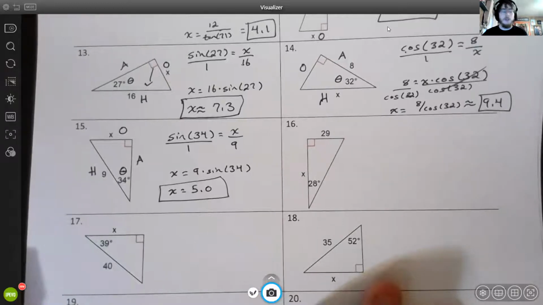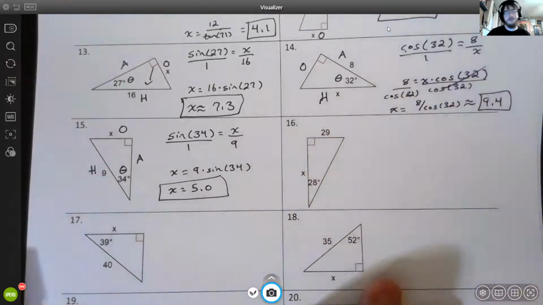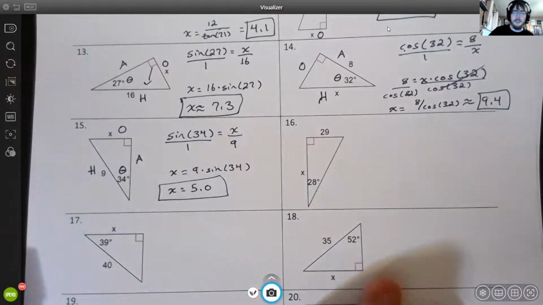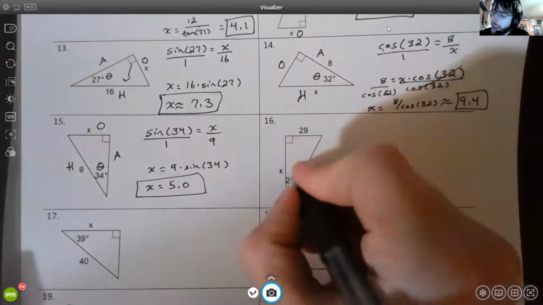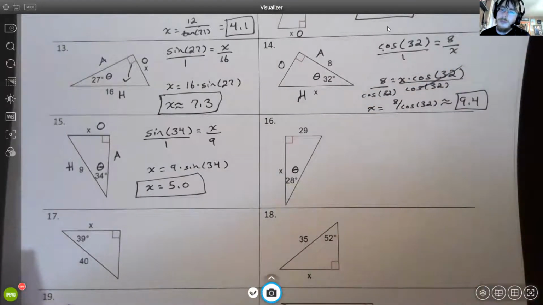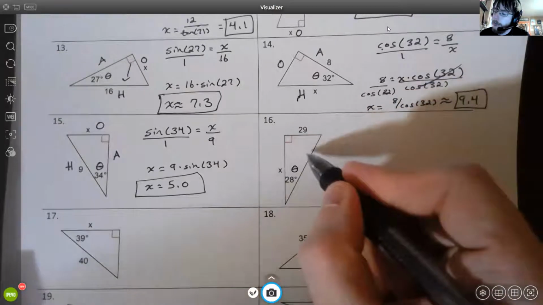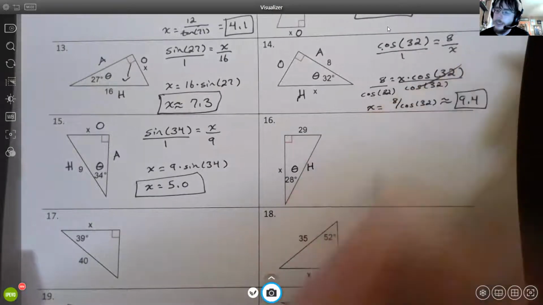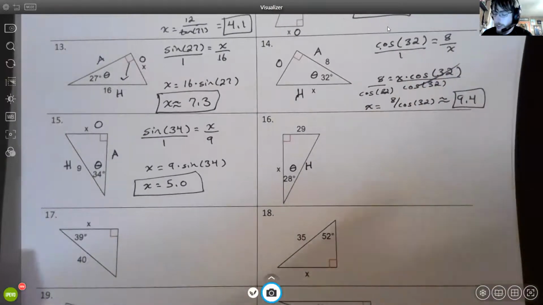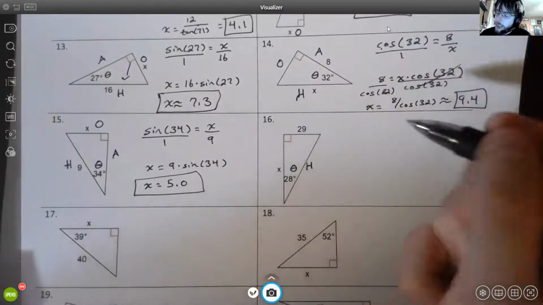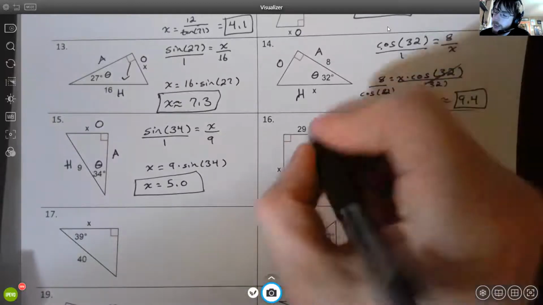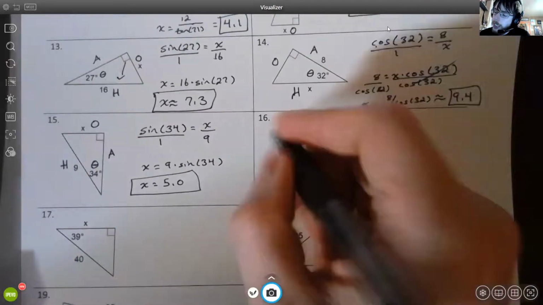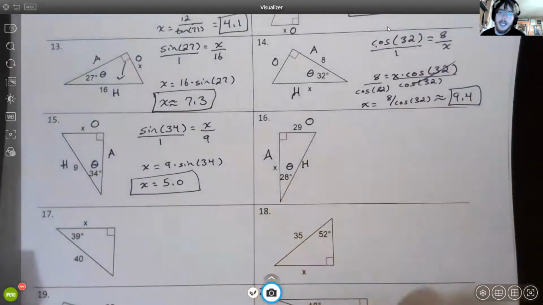Number 16. Our theta is equal to 28 degrees. Our hypotenuse is opposite from the right angle, but it's empty, so we don't need to worry about it in this case. We're not going to be using it. Our 29, the side that's labeled 29, is opposite of the 28-degree angle. It doesn't touch it, so it's O. And x touches theta, so it is A.